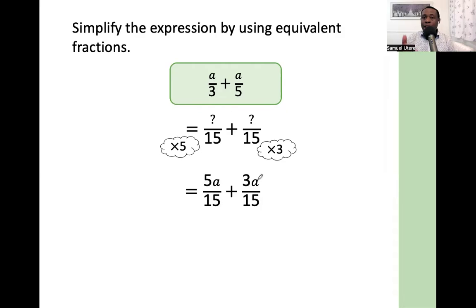Now, imagine that there were no letters there. Imagine that it was just 1. You would do exactly the same thing that we've done here, but we simply have letters there. So your answer becomes 8a over 15. If there was no letter, you would do the same thing. You would have 8 over 15 as your fraction.